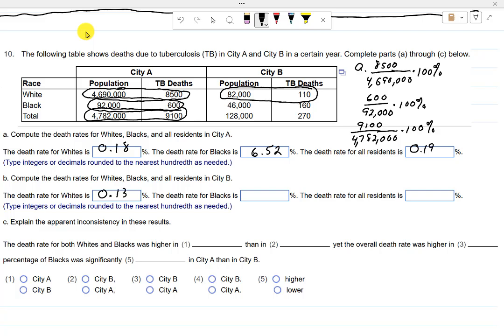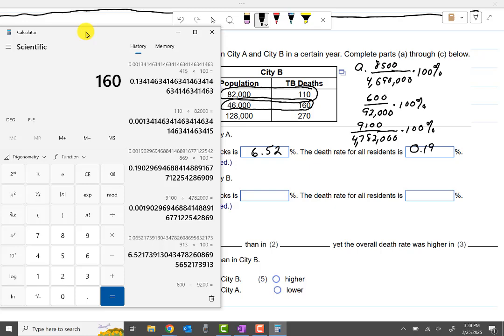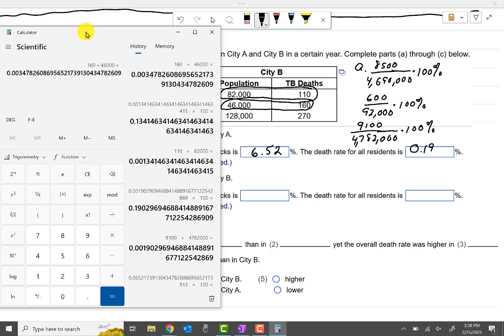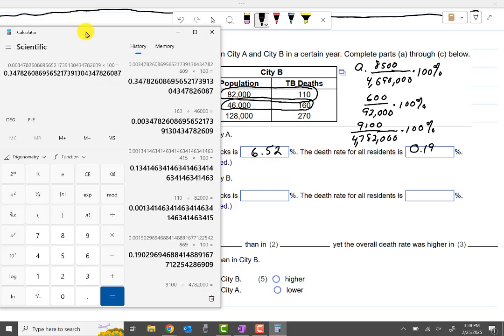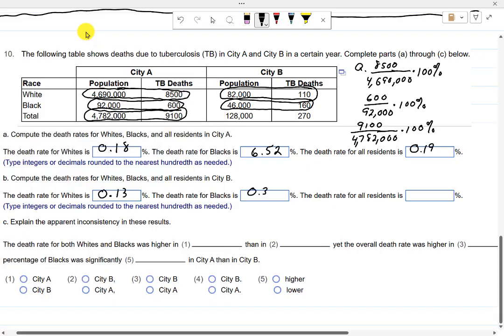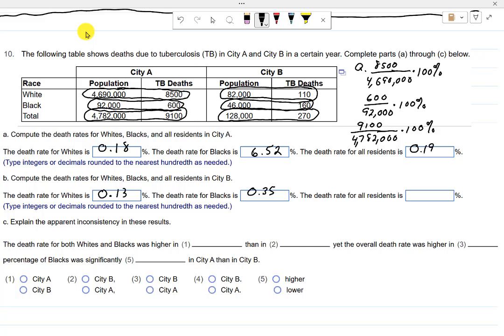For the black population in City B, I'm going to do 160 over 46,000. 160 divided by 46,000 and multiply by 100. And to 2 decimal places, I get 0.35. So much better situation for the black population in City B. The overall death rate then is going to be this right here, 270 out of 128,000.